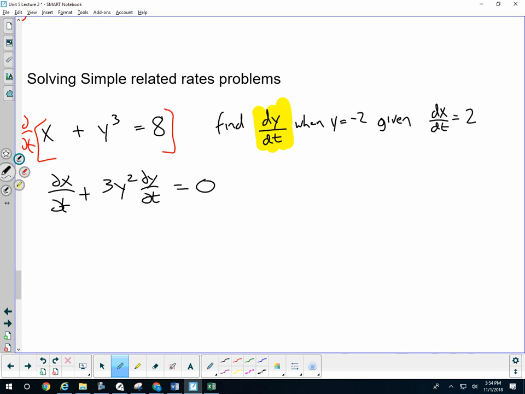All right, now, again, trying to find this. But look, I'm given this. Well, that goes here. And look, I'm given this. Well, that goes here. Okay. What's your answer? It's -1/6. Good.